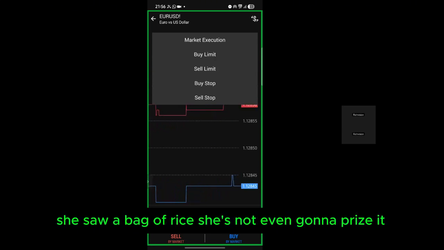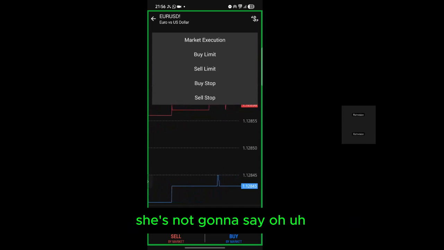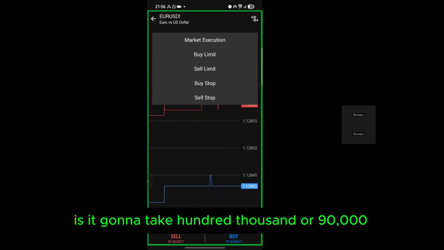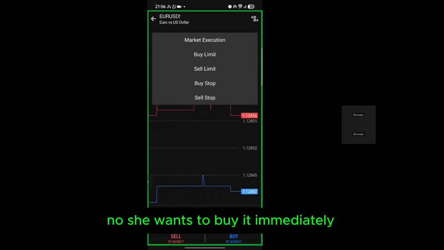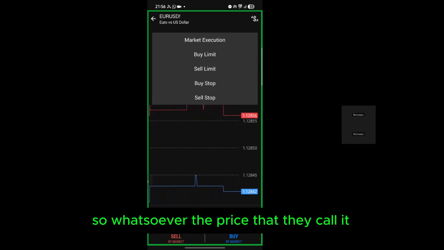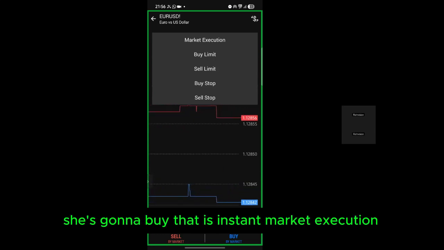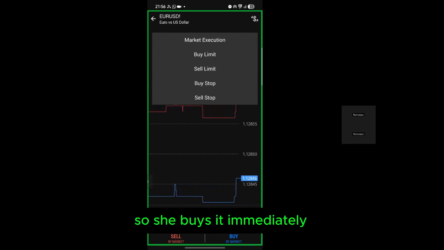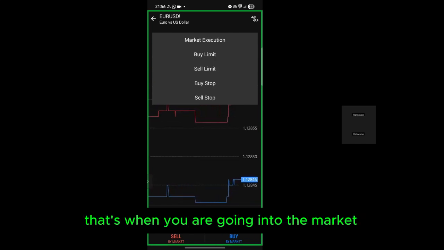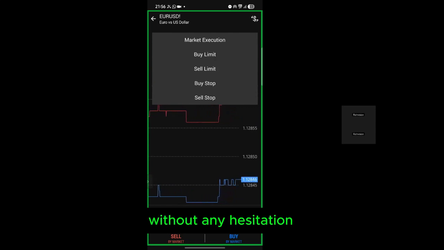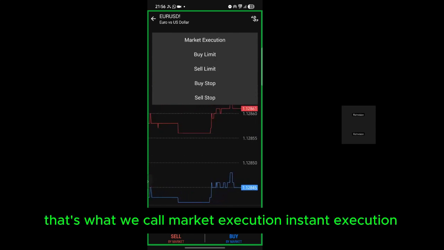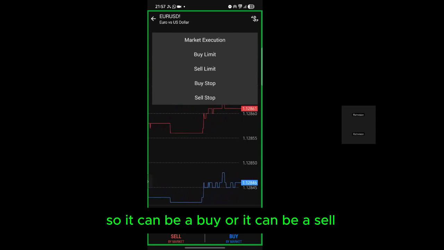She saw a bag of rice. She's not even going to price it. She's not going to say, is it going to take 100,000 or 90,000? No, she wants to buy it immediately so that she can go back. Whatsoever the price that they call, she's going to buy. That is instant market execution. She buys it immediately, without any hesitation. That's what we call market execution, instant execution. It can be a buy or it can be a sell.